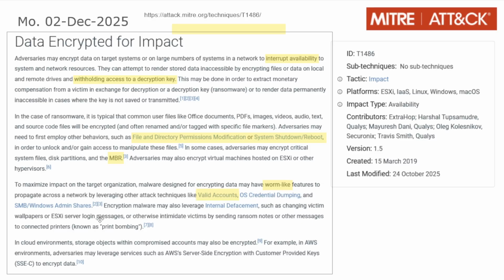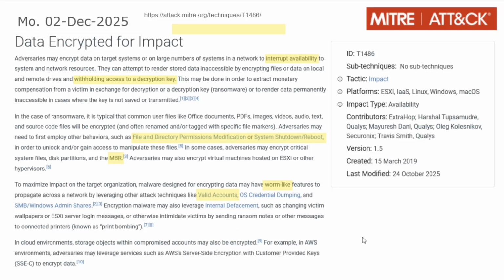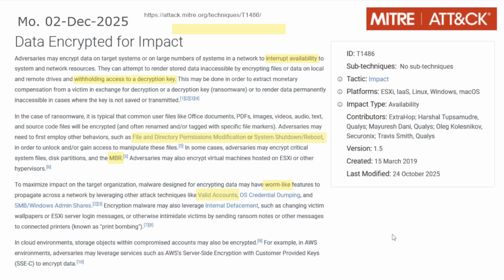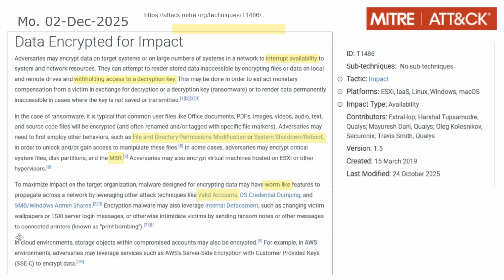A little story on the side. Then we have: encryption malware may also leverage internal defacement. I don't know what this is. We might take a look as well, such as changing victim wallpapers or ESXi server login messages, or otherwise intimidate victims by sending ransom notes or other messages to connected printers, known as print bombing. Okay, internal defacement is like blackmailing.